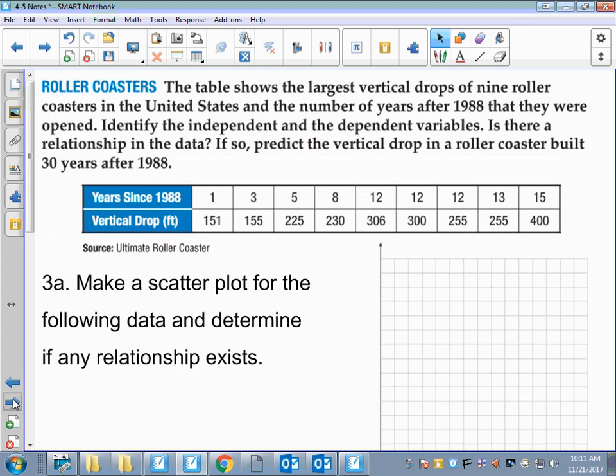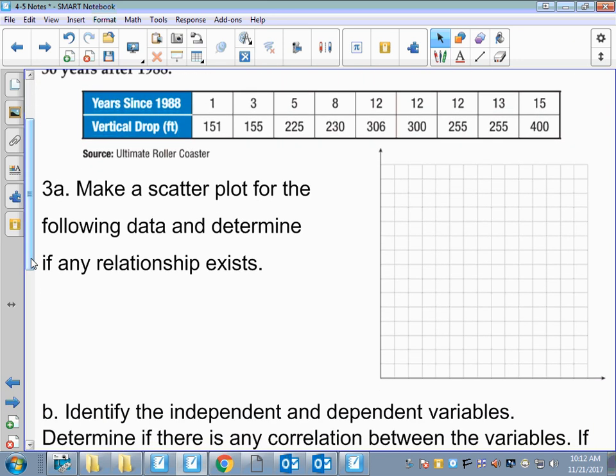So this example here is about roller coasters. It shows the largest vertical drops of 9 roller coasters in the United States. So not from the same park. We don't know which 9 roller coasters they have, but they're from all over the U.S. And the number of years after 1988 that they were opened. So from 1988 and then the years progressing, the height of the vertical drops. That vertical drop is the first hill of the roller coaster. So I have a table of values. Those are my 9 roller coasters there. And they're talking about time, years since 1988. So 1 would represent 1989, and 3 would be 1991, and so forth. And then it gives us the heights in feet.